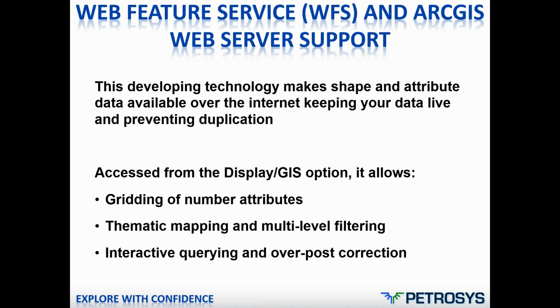We're all used to accessing more data online, and PRO 2018 now adds support of web feature services and ArcGIS web servers to our existing WMS support. The main advantage of WFS is that it serves attribute as well as shape data online. This allows us to query, thematically map, grid and exchange data, and the option is available to users from the Display GIS menu. It also helps to keep the data current or live and prevents duplication and problems with version control.